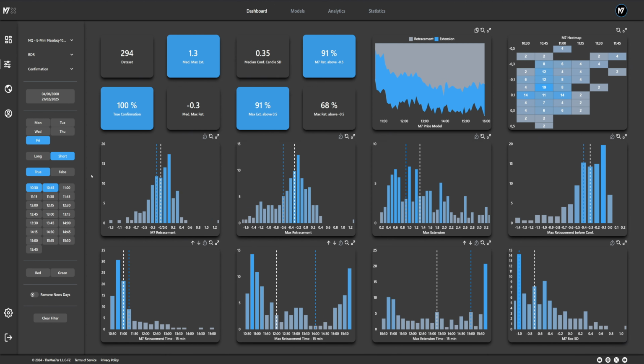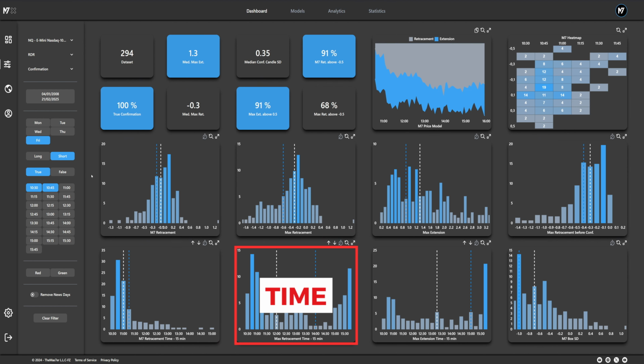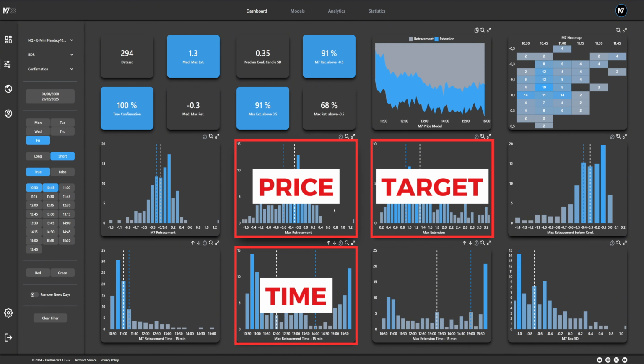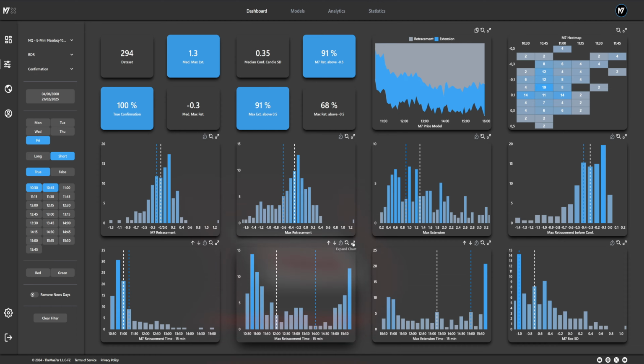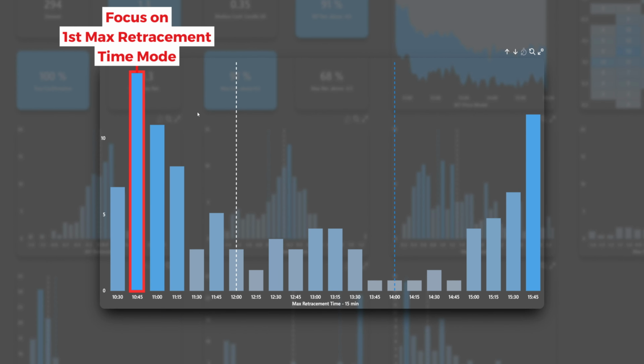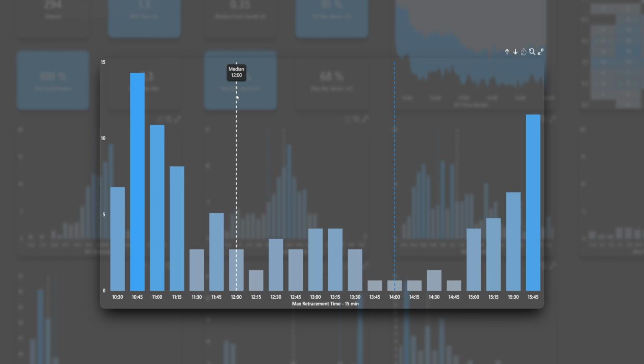This brings us to the next step, which is identifying the optimal time, retracement areas or price, and lastly a high probability target for the session. For the optimal entry time window, we will be focusing on the first mode from the left of the distribution up until the median time of max retracements. As you can clearly see, most of the maximum retracements happen specifically from 10:45 to 11 a.m., which is the mode.